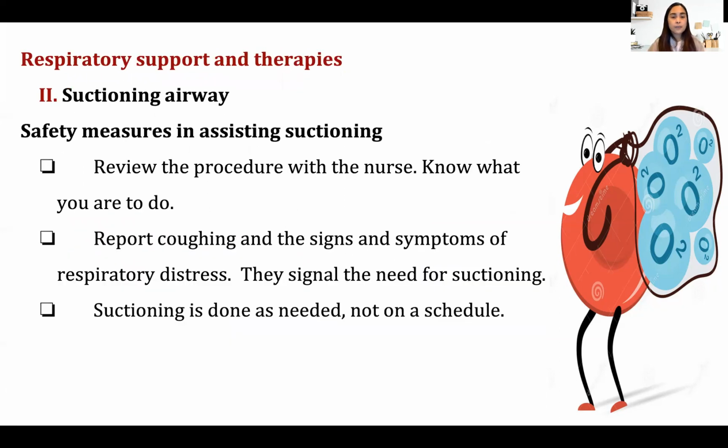So what are the safety measures of suctioning? Suctioning is not that easy because you need to consider some points. First, review the procedure with the nurse. Know what you are to do. It should be within your job description. You should have training on doing this activity.